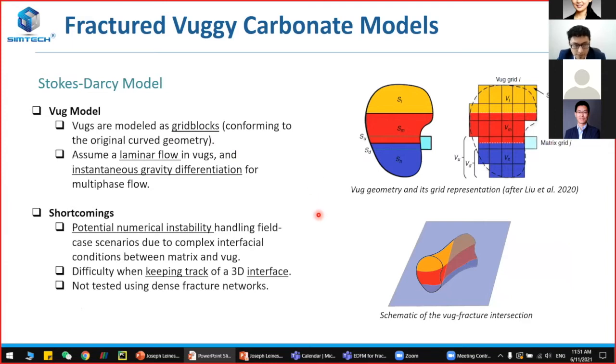Now, the shortcomings of these models: definitely the potential numerical instability that it can create, because we are using an interface and the mathematical description of that is really challenging, so those problems could arise. Another one is the difficulty of keeping track of this 3D interface. As we saw, they may have really complex shapes that can limit the applicability of this model. And actually, these current models out there have not been tested with dense or at least realistic fracture networks.